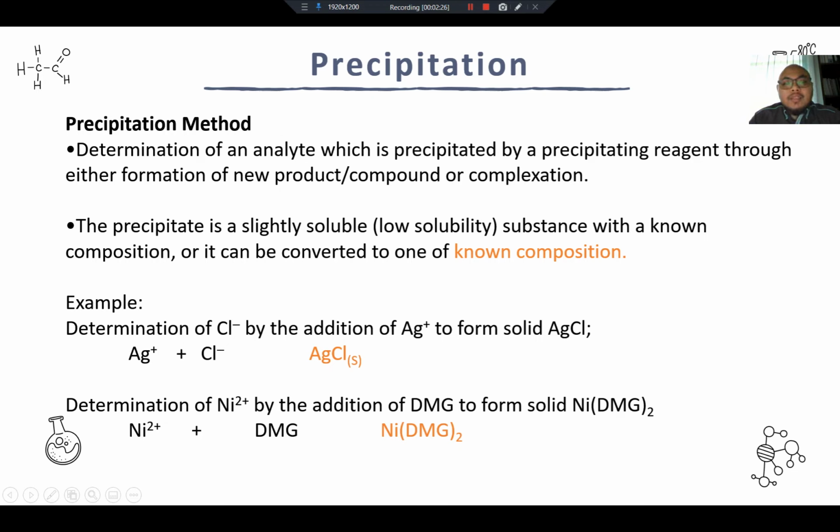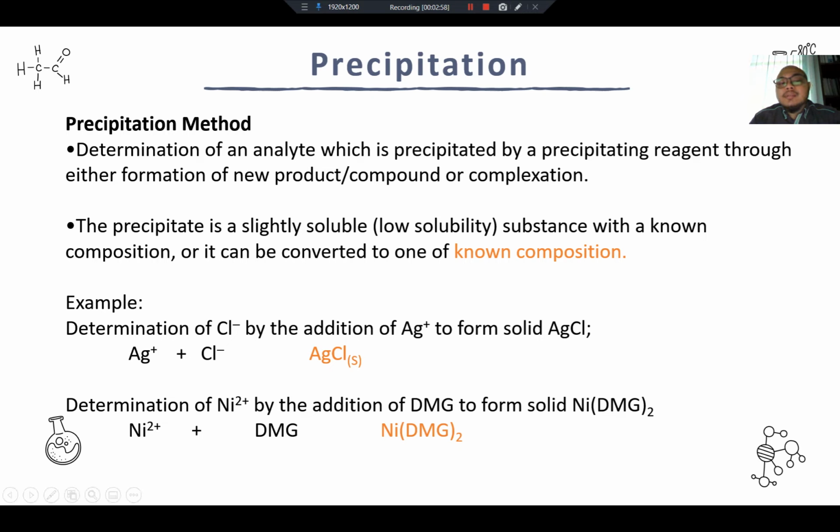Okay, so kalau kita tengok kat sini, ini antara contohnya bila kita kata we add something, dia akan menjadi satu produk yang baru, AgCl. Okay, so for example the unknown is Cl, but you know that it will interact with 1 molar of silver. Okay, so based on this you can trace back and calculate what is the amount of the chloride inside of your sample.